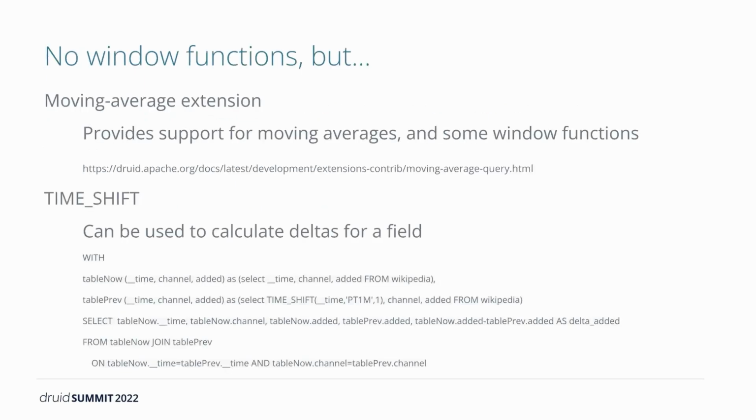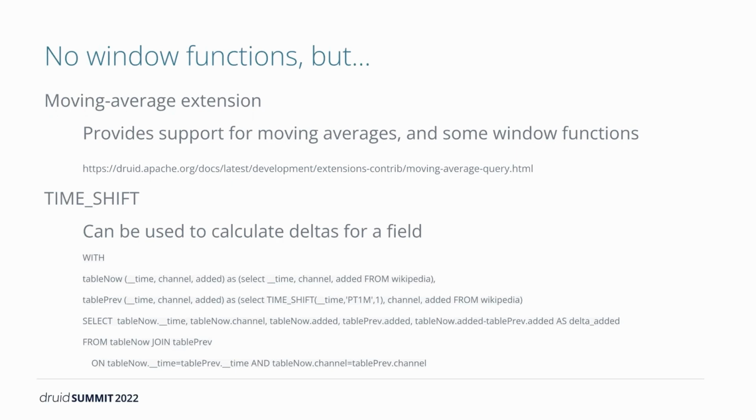Another thing that I mentioned earlier is that we don't have window functions, but for moving averages, there's a community extension that you can load, and you can do moving averages and some other window functions. So if you're looking for moving averages, you're covered, and this is the place to look. You can see what else is supported.